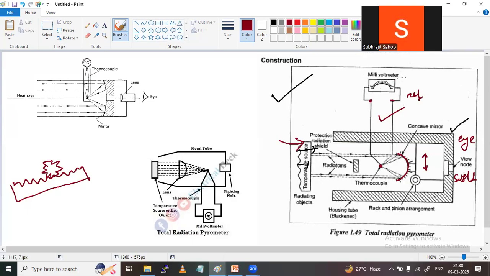And here for voltage measurement, proper arrangement is there. We are using a voltmeter. And to keep this hot junction safe, one shield is used. In welding we use a face shield to protect our face. Like that, here also to protect this thermocouple, we use a radiation shield. So this is the overall construction.